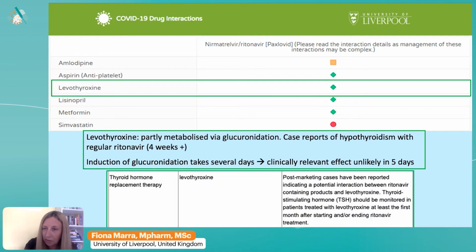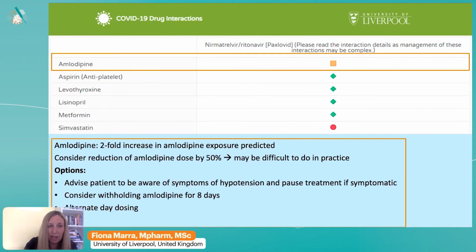There is a mention of levothyroxine in the Paxlovid license, but if you look at the wording of it, it recommends monitoring in at least the first month. So again, that's taken from data in long-term use of ritonavir. So this patient, no issues with levothyroxine.